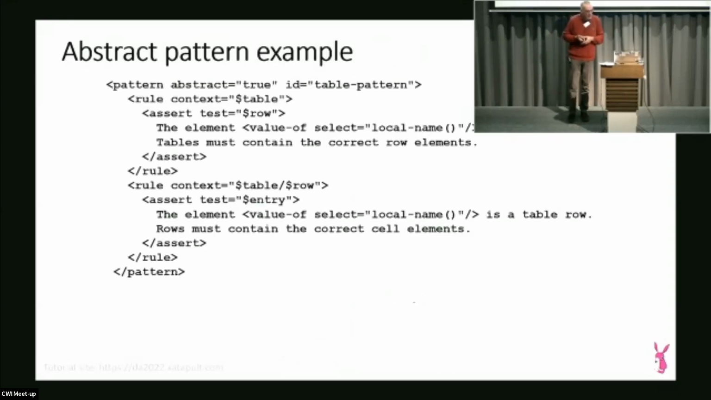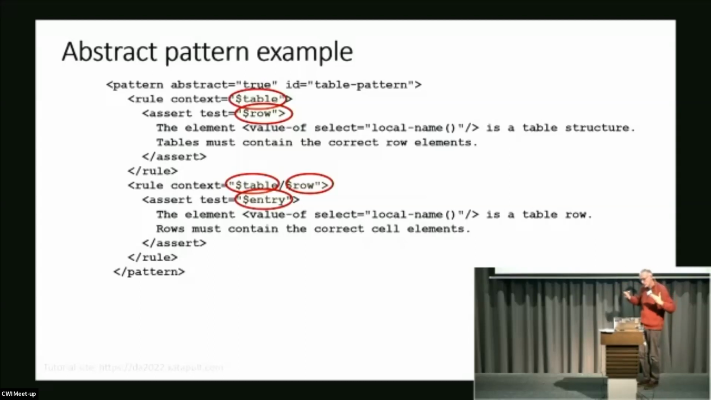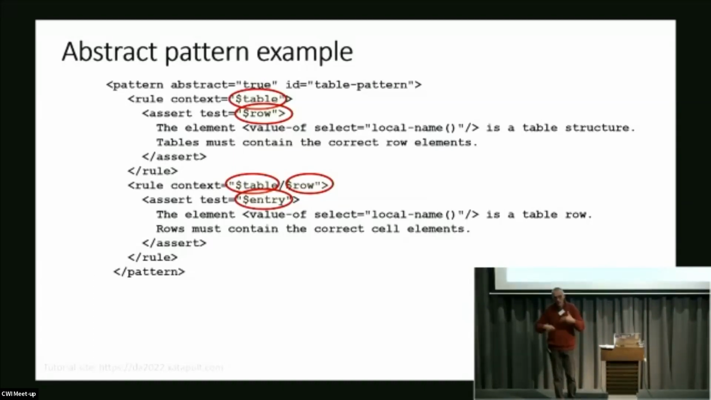So how can you do that? This is the abstract pattern that actually checks this. What you see here, these dollar things look like variables, but what they actually are are macro parameters. As soon as you instantiate the pattern, the values of these dollar thingies will be replaced with the values you throw in when you instantiate your macro.